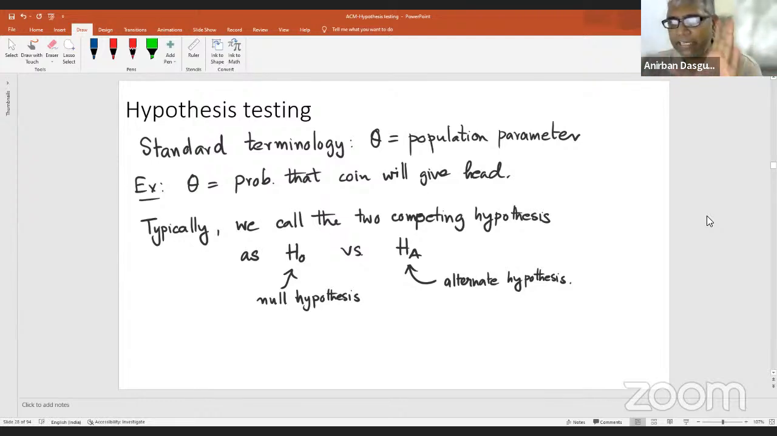And we have two competing hypotheses that we make a judgment on: the null hypothesis versus the alternate hypothesis. These are two different statements about theta, and they are complements of one another. So H union HA covers the entire range of theta. That's what I mean.